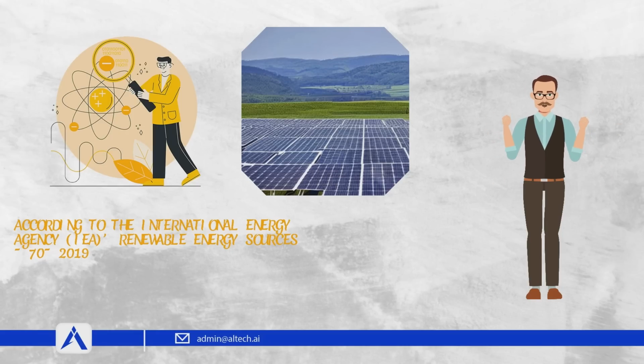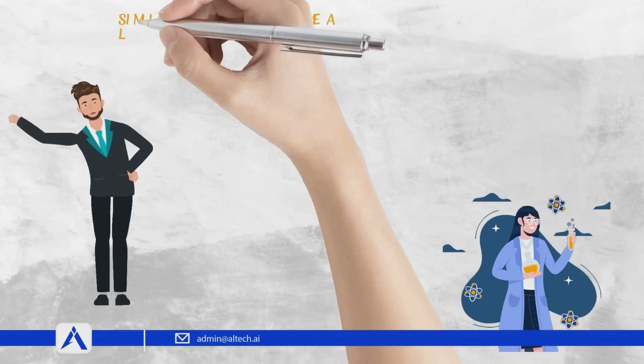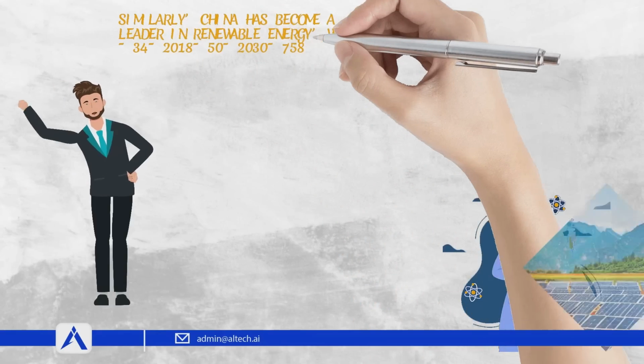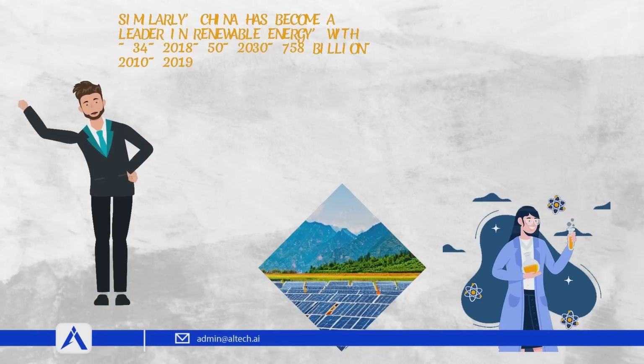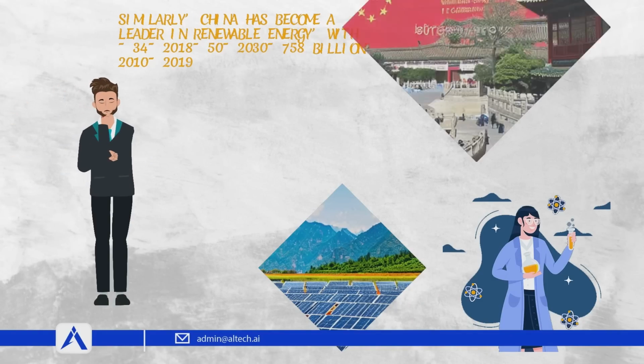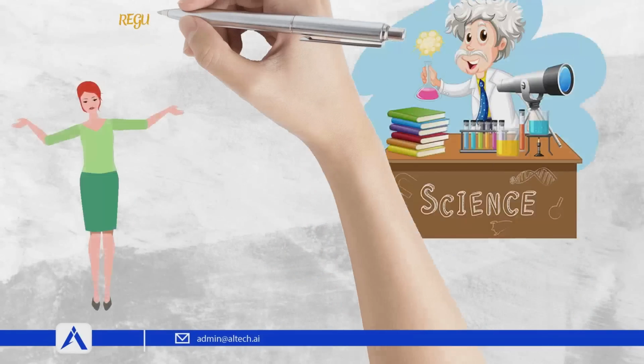According to the International Energy Agency, IEA, renewable energy sources accounted for over 70% of global net electricity additions in 2019. In the European Union, renewable energy accounted for 34% of electricity generation in 2018, with the EU aiming to increase this to 50% by 2030. Similarly, China has become a leader in renewable energy, with investments exceeding $758 billion between 2010 and 2019.